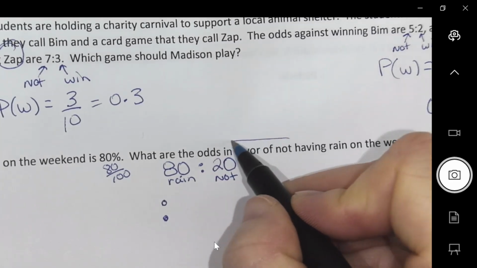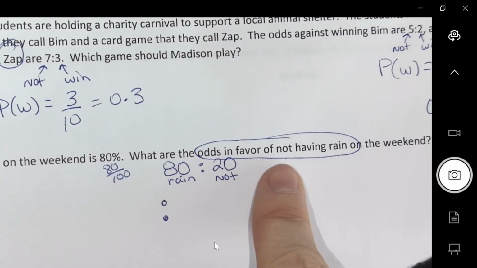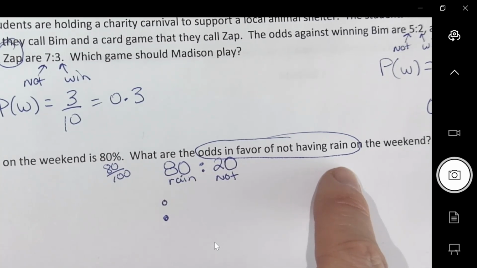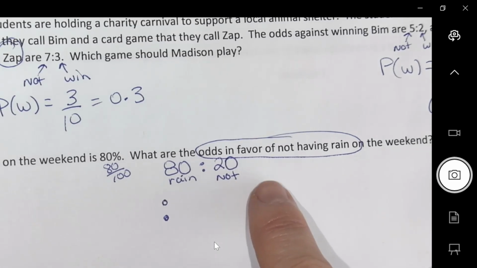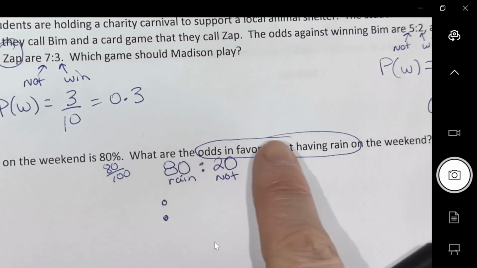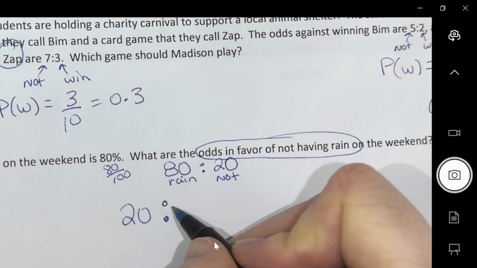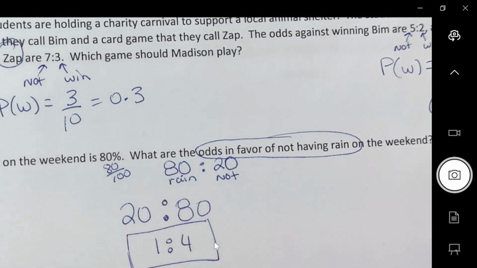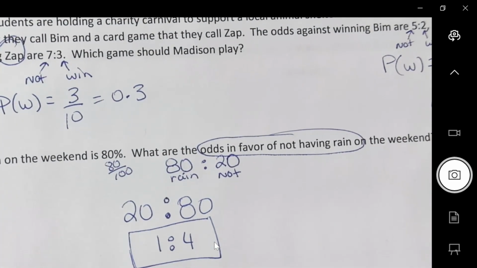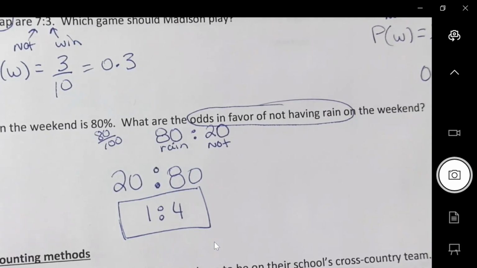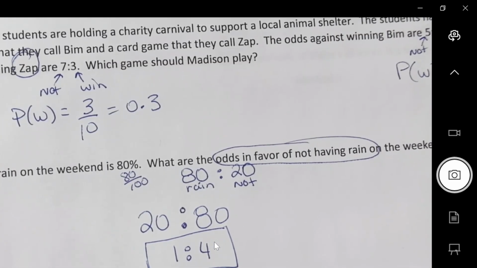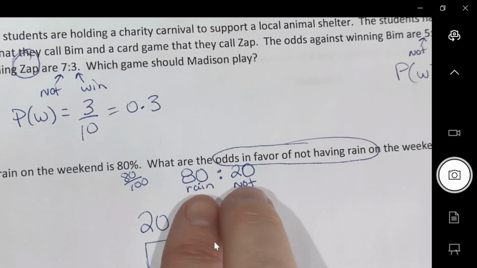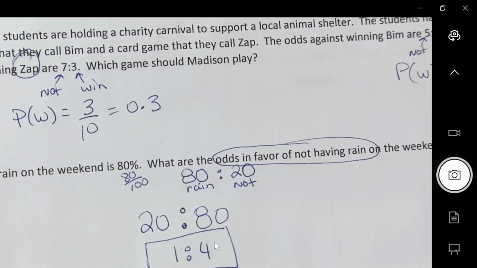Okay, so now let's write this answer. What are the odds in favor of not having rain? So this is kind of backwards, right? You want to not have rain, so 20 to 80. So then it would be a 1 to 4. Okay? So doing odds in favor against, you're taking the total and subtracting to get the 20. But sometimes I give you this, and then you have to add when you want to get the probability.